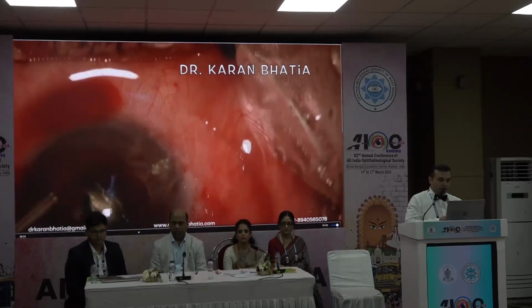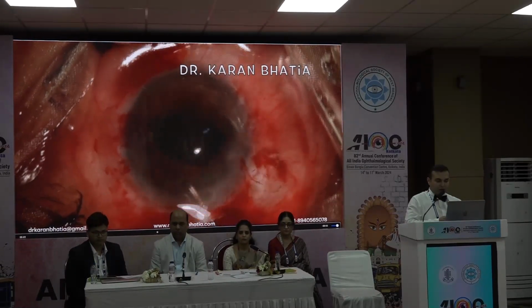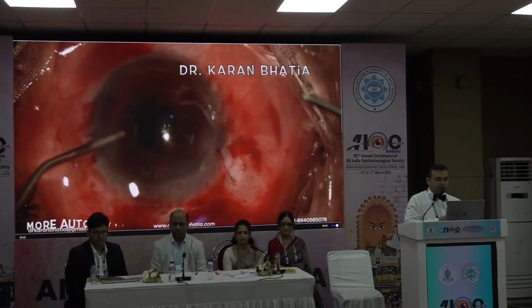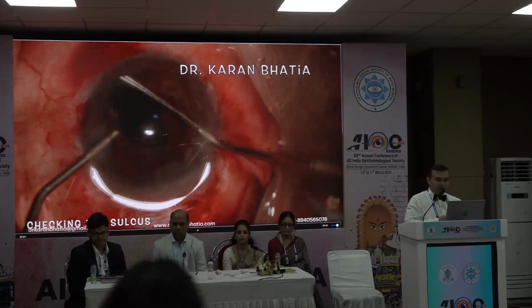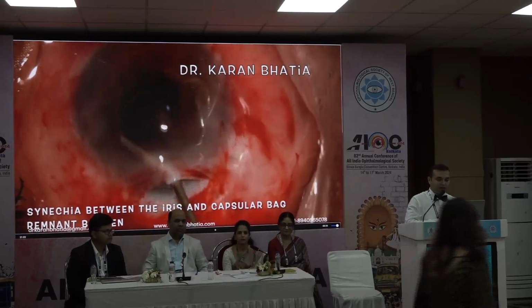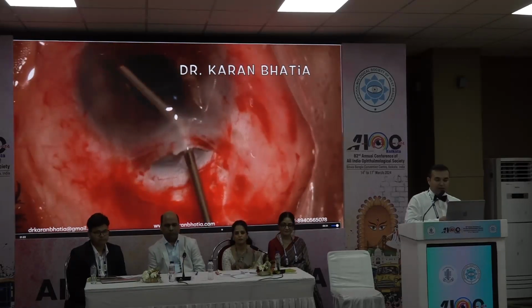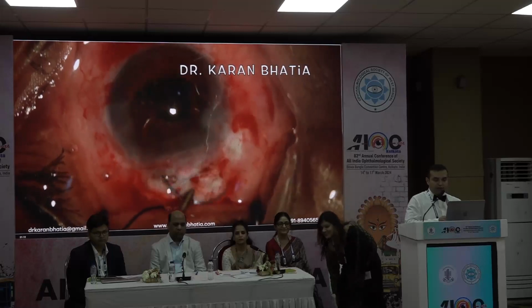So after doing a good vitrectomy, I realized that the IOL is unstable, so therefore I took it out. Again did some more vitrectomy. Once this vitrectomy was done, I'm happy with it. Then I checked whether there's a sulcus. If the sulcus is there, do your synechiolysis, break these synechiae that are there between the capsular bag and the iris, and then you can put a 3-piece IOL into the sulcus.